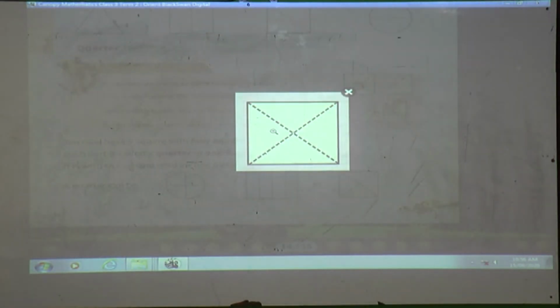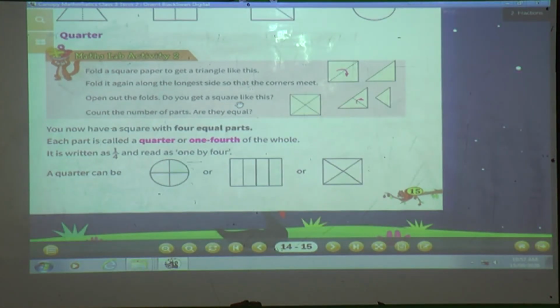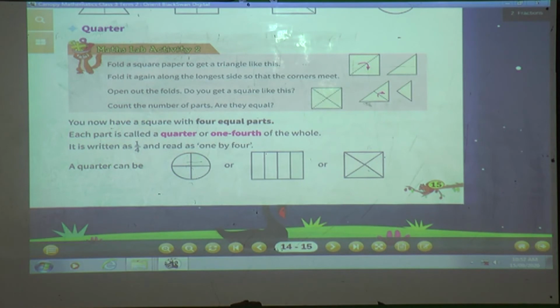Here also I will show you this square we have divided into four equal parts, and when we divide this square into four equal parts, then each part is called a quarter. So what is the definition of quarter? When we divide a whole into four equal parts, then each part is called a quarter. Understood? Okay, now do this activity once again at home.